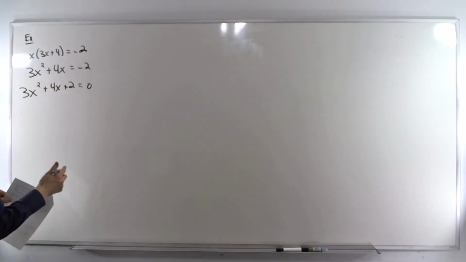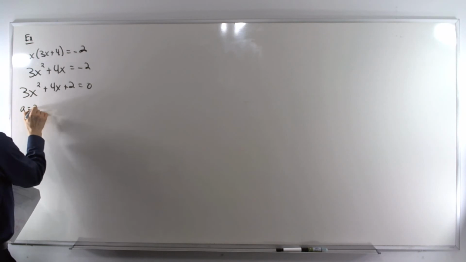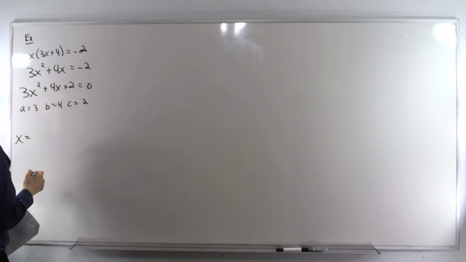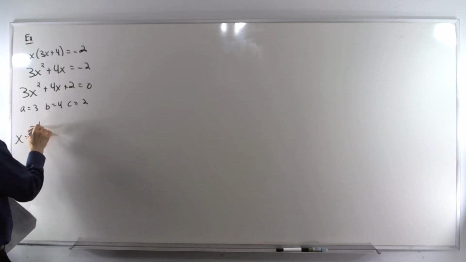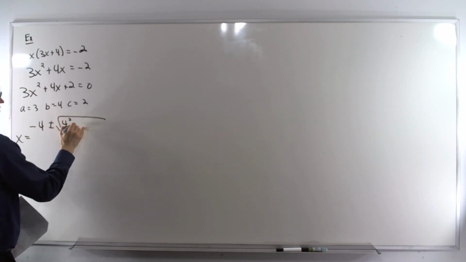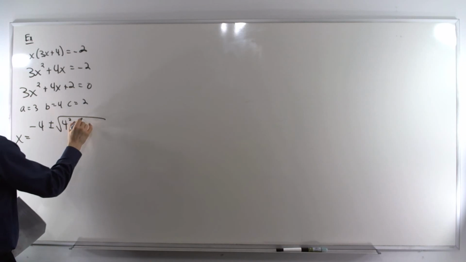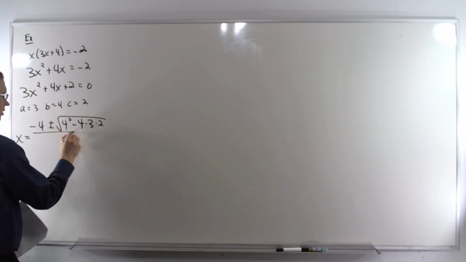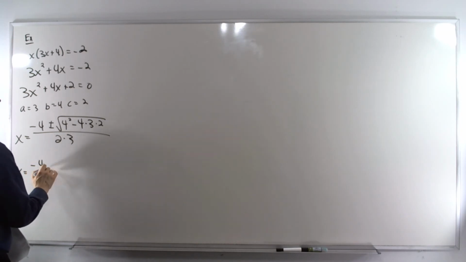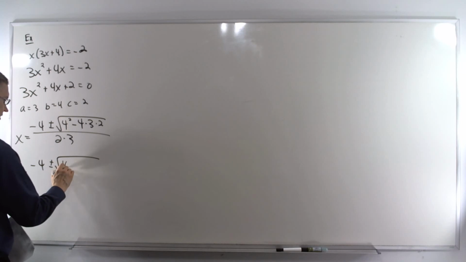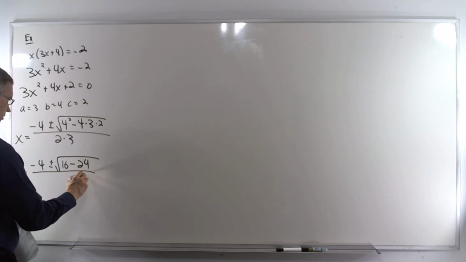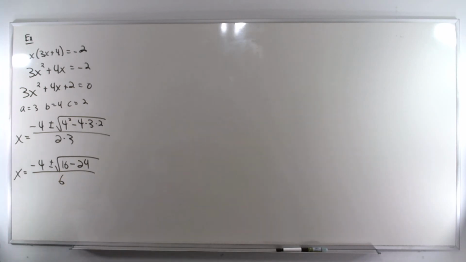Now we're in standard form, so we can pick out the values of a, b, and c. a is 3, b is 4, c is 2. Now plug it into the quadratic formula. Negative b, that's negative 4, plus or minus the square root of b squared, or 4 squared, minus 4ac, 4 times 3 times 2, all over 2a, which is 2 times 3. 4 squared is 16. 4 times 3 times 2 is 24. And all over 6.